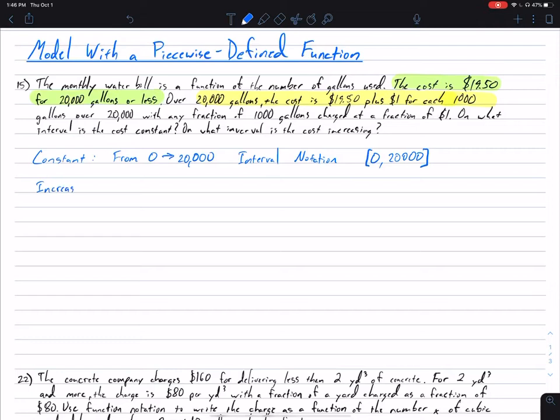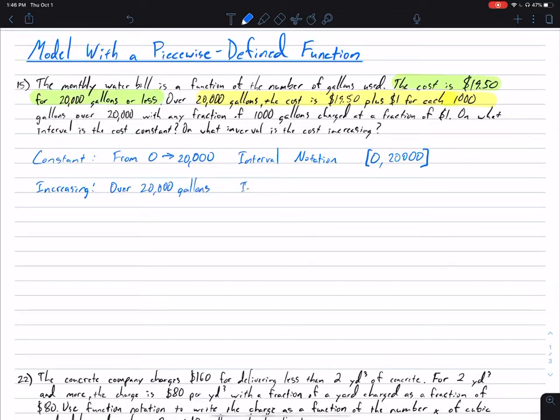The second part of this is they want to know on what interval is the cost increasing. So when is it increasing? Now, we don't really care about the actual function in the formula here. They just want to know on what interval. So in yellow, it says over 20,000 gallons, the cost is $19.50 plus $1. So there's a whole formula to figure out what the cost would be, but it's increasing when it's over 20,000 gallons.